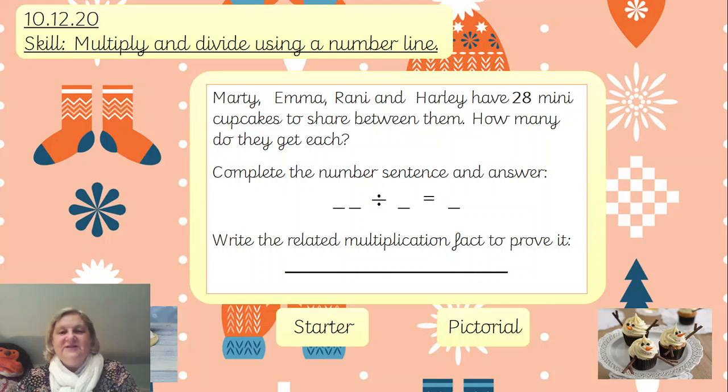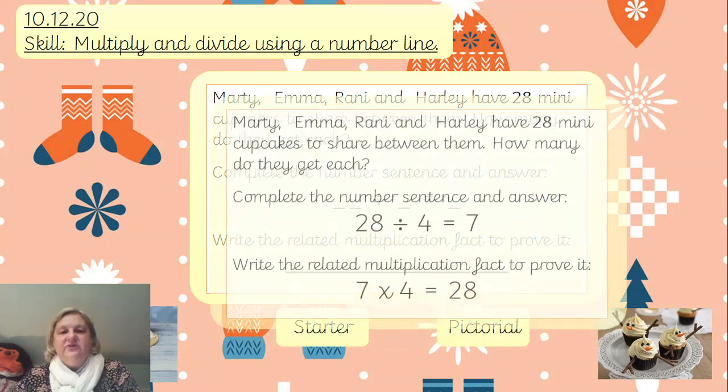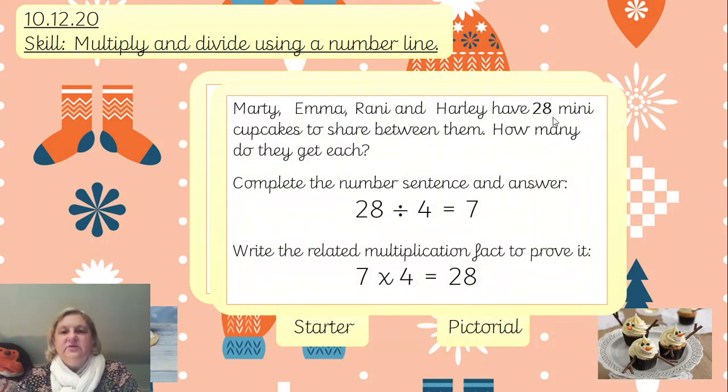And you should have had a little try of that one. And let's roll in the answer. The answer is we've got 28 mini cupcakes, and we've got the 4 people sharing them. So that's 28 shared by 4 people. 28 divided by 4 is 7, because you're counting up in 4s to reach 28. That's the quickest way of doing it.